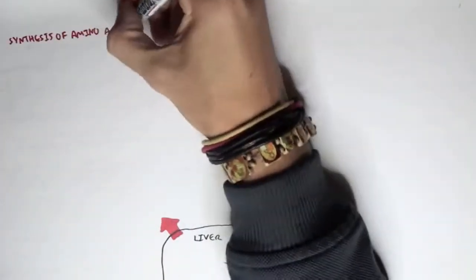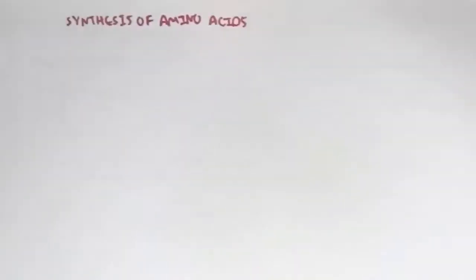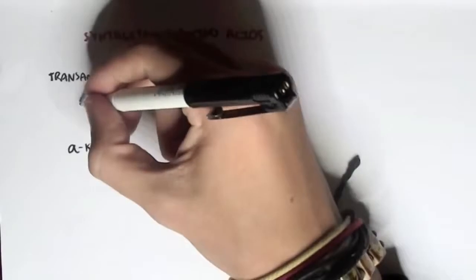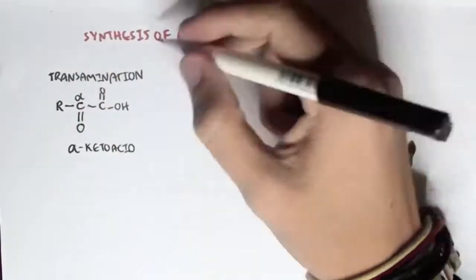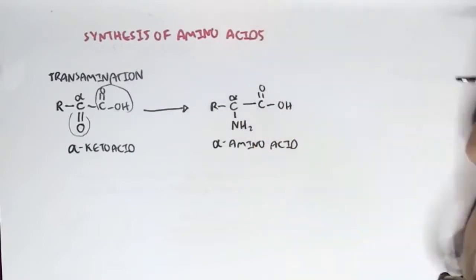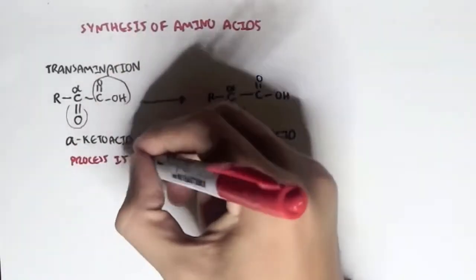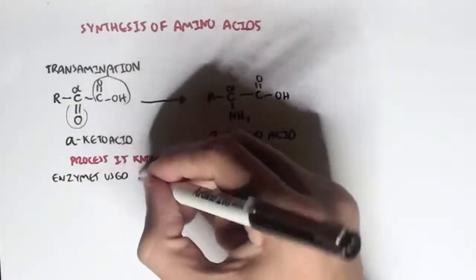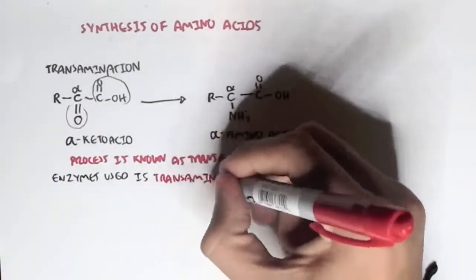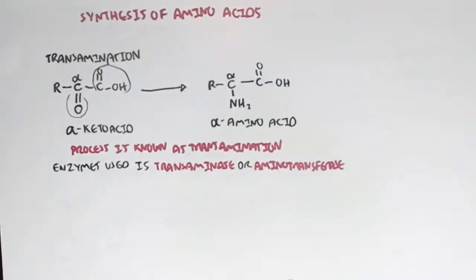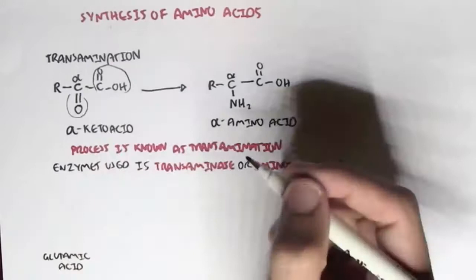One of the processes is called transamination, where we have an alpha keto acid, which is an alpha carbon with a keto group and a carboxyl group, which can get converted into an alpha amino acid, where the alpha carbon has an amino group and a carboxyl group. Now the process, as I mentioned, is known as transamination, and the enzyme used is usually known as transaminase or aminotransferase. So let's look at one example.